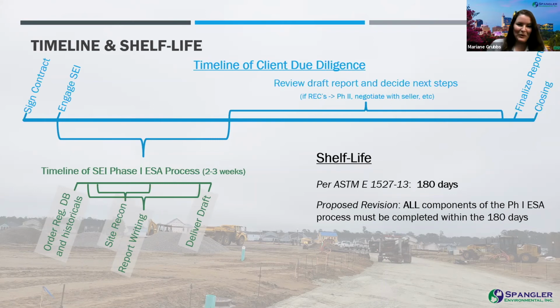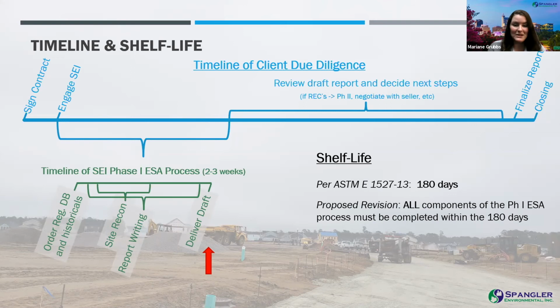You might be in the same boat with us, but a lot of environmental professionals and users are currently interpreting that to mean the date of the report, which is at the end, of course, of your 2 to 3 week phase 1 process. However, the proposed revision is to say that all components of your phase 1 process must be completed within that 180 days. Now that includes, of course, a standard record review, site reconnaissance, interviews, and etc.